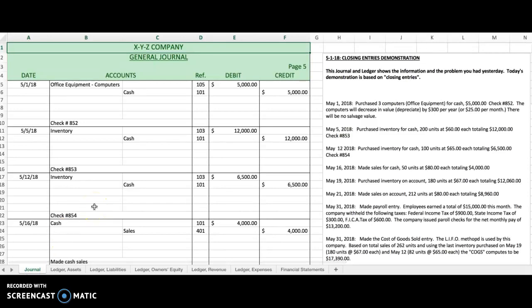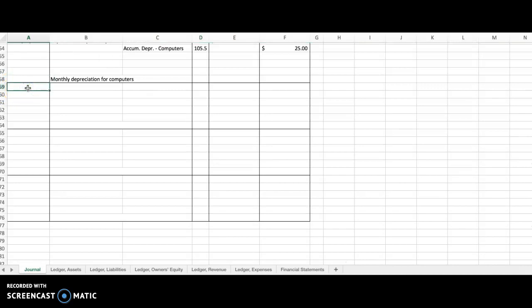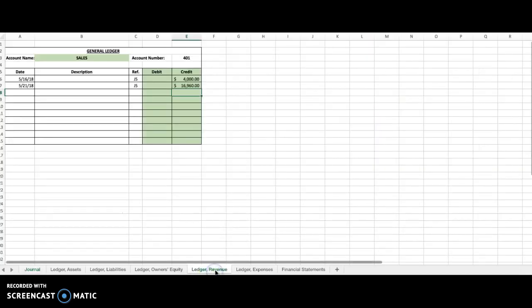So we go back to the journal. We will do 3 closing entries. A closing entry means that we will look at revenue and we will look at expenses and we will close them, which means the accounts will end up with a 0 balance. So this is always done at the end of the accounting period. The first entry will be an entry to close sales. And I get $20,960. And I get that from the revenue account. $20,960 is the total.